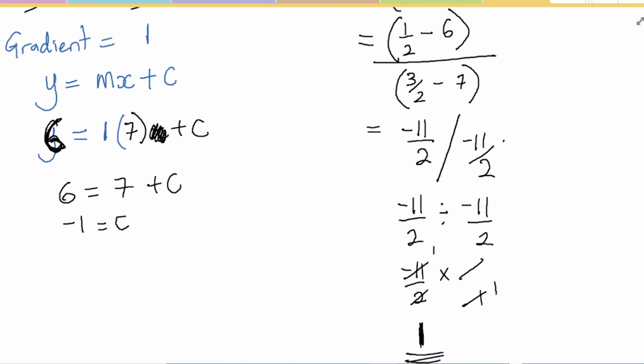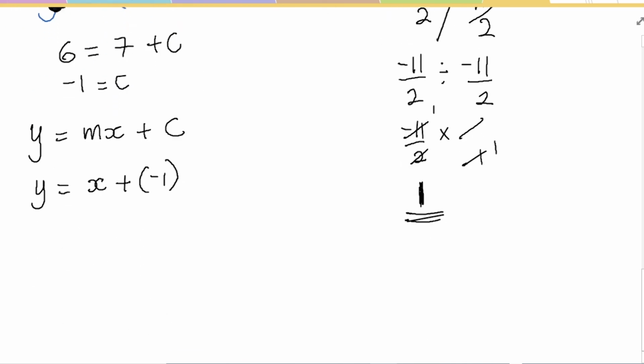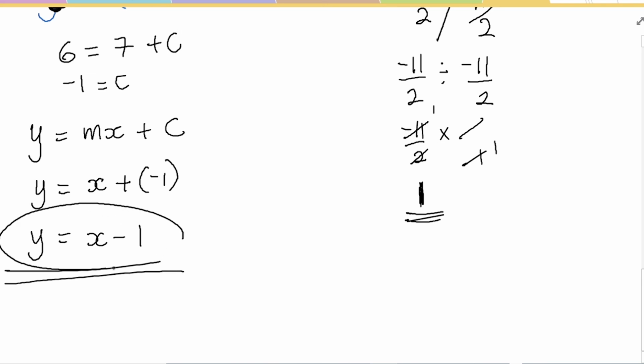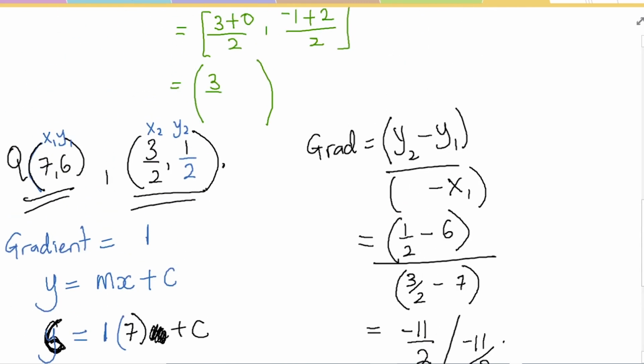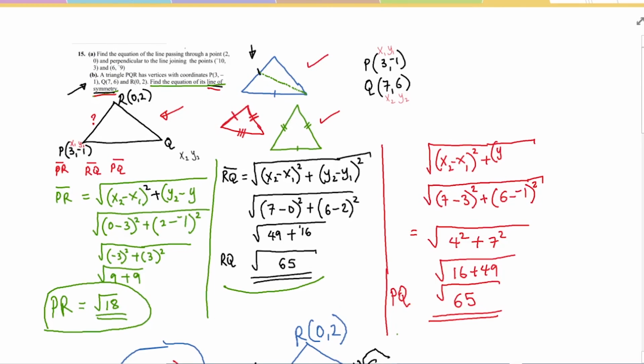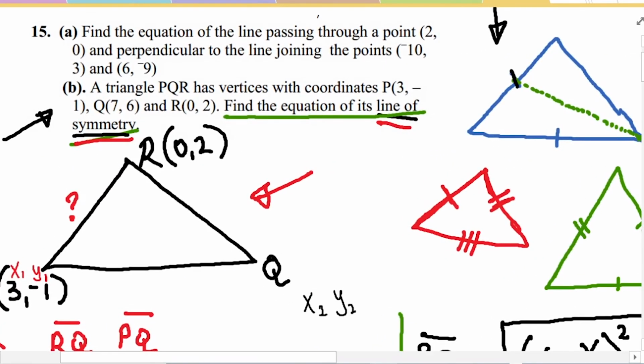So we know that y is equal to mx plus c, which is the same as y is equal to our value of m, the gradient, which is 1, so 1x, which is x, plus c, and our value of c is negative 1. So in other words, the equation of this line is y is equal to x minus 1. This is the equation of the line of symmetry, and that's the answer. All right, so I think we are done with that question. We've answered it, so moving on to the next.